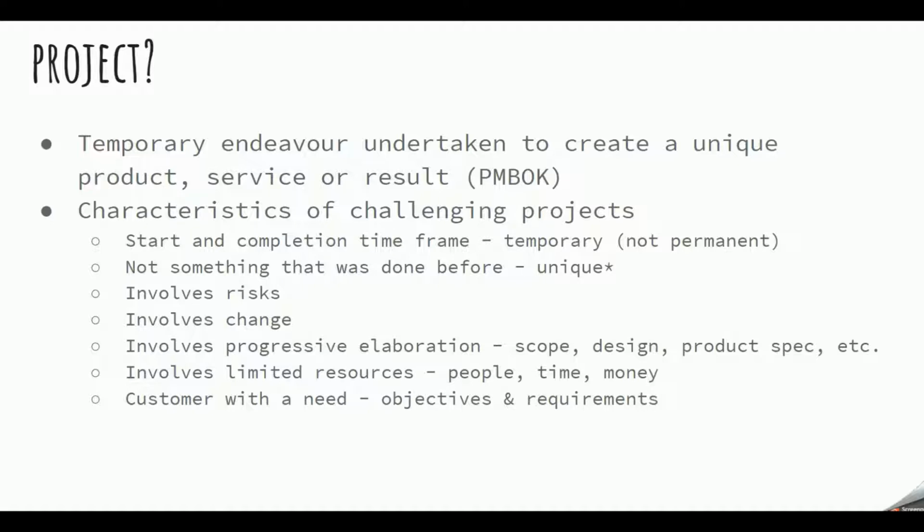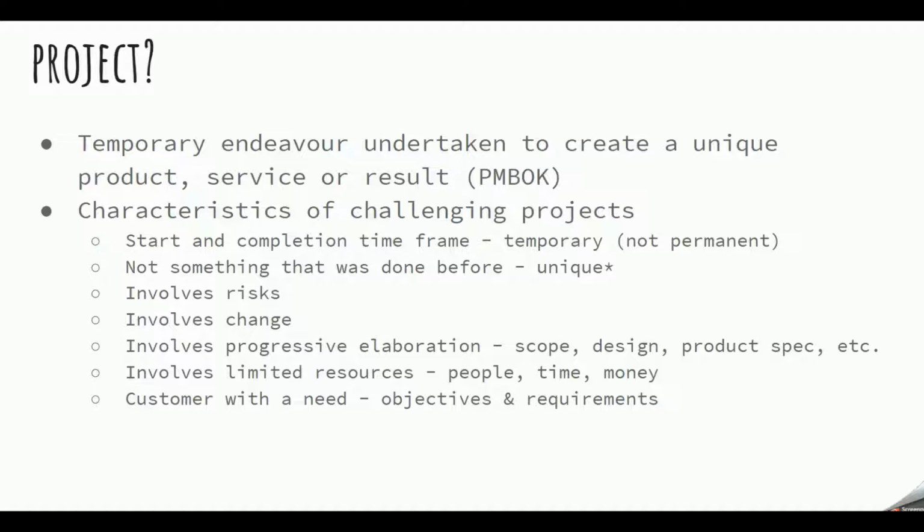Some of the characteristics of challenging projects include the following. Sometimes the start and completion time frame tends to shift. They have to be temporary in order to be a project, but sometimes the start and end date is not clear. It also has to be something that was not done before, so it has a unique characteristic of being a project.